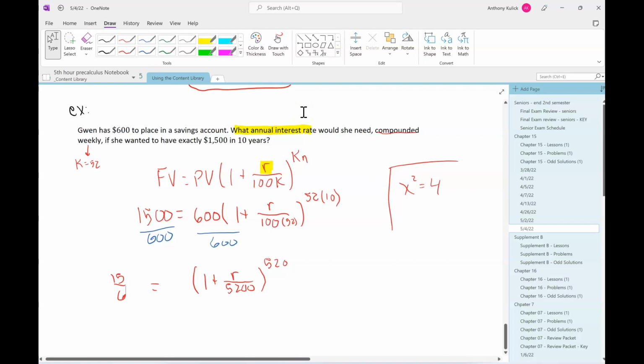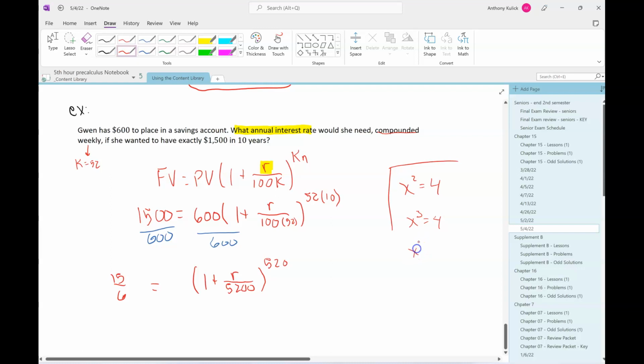What do I need to do next? I've got to get rid of that exponent, right? That 520. How am I going to cancel that out? Okay, let's return to this. How do I get rid of the exponent on the x squared? Square root, right?